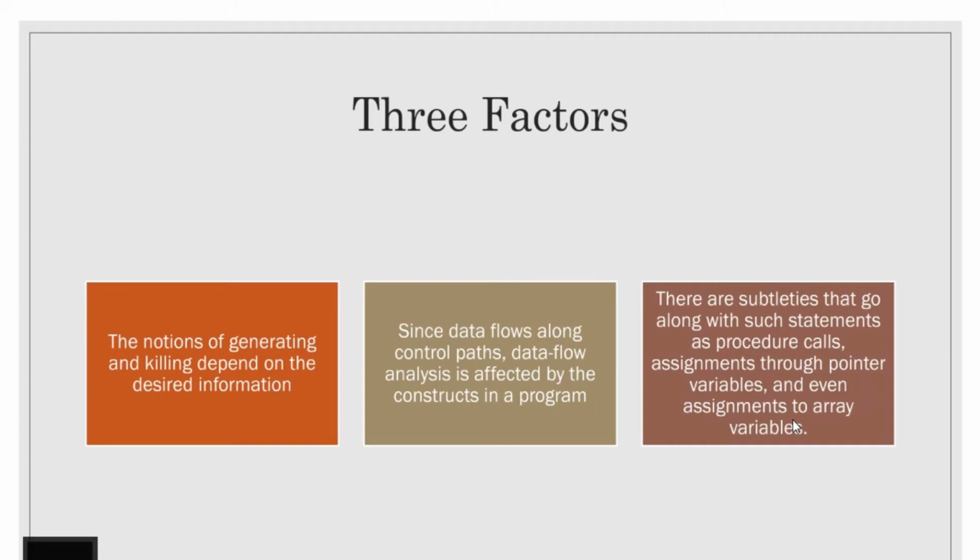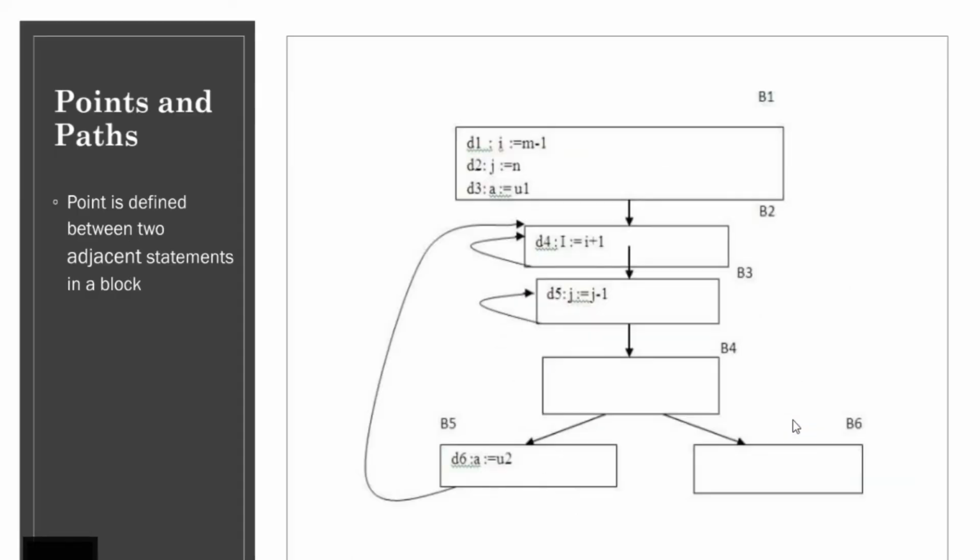Okay, next is points and paths. Within a basic block, we always talk about points. A point is between two adjacent statements, as well as the point before the first statement and after the last statement. So a point is defined between what? Between two adjacent statements in a block, as well as before the first statement and after the last statement.